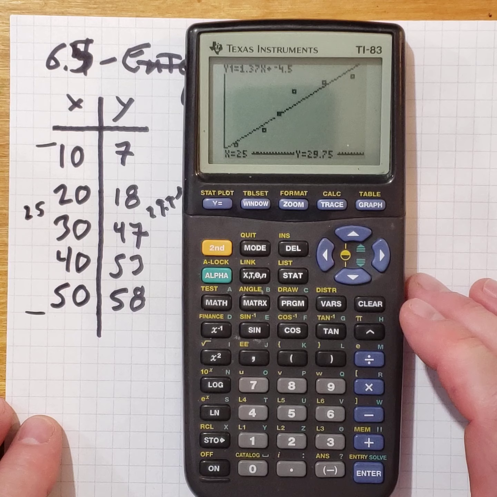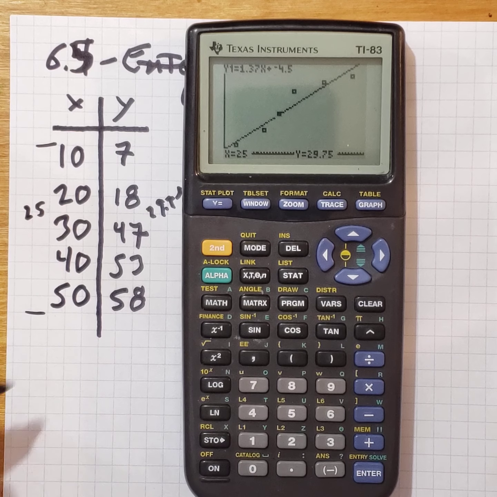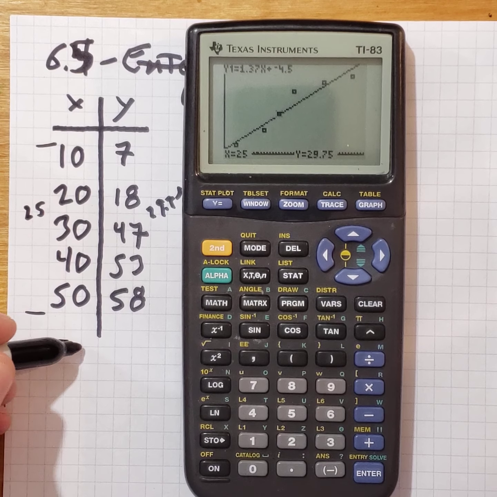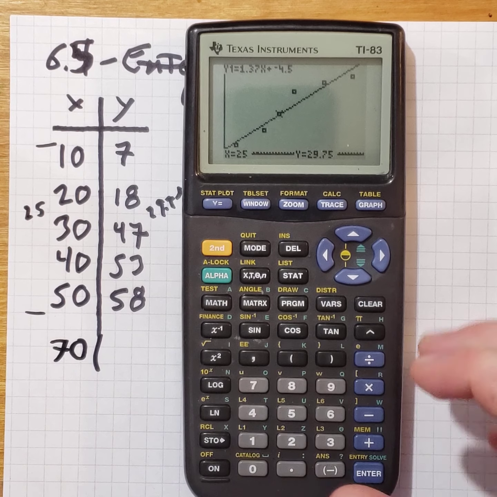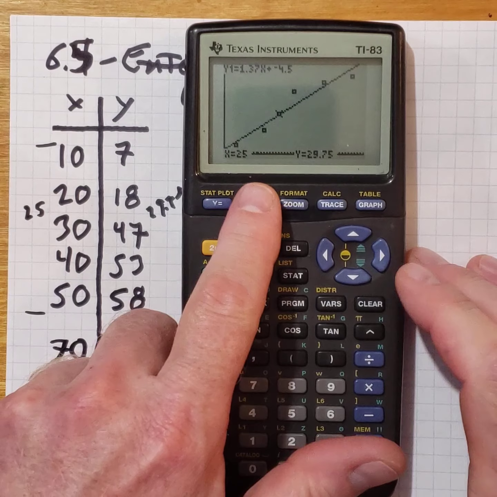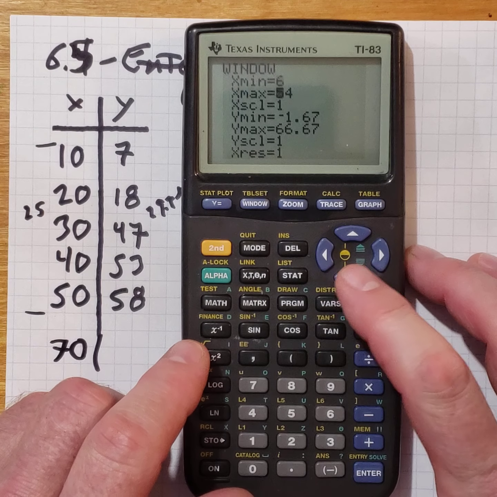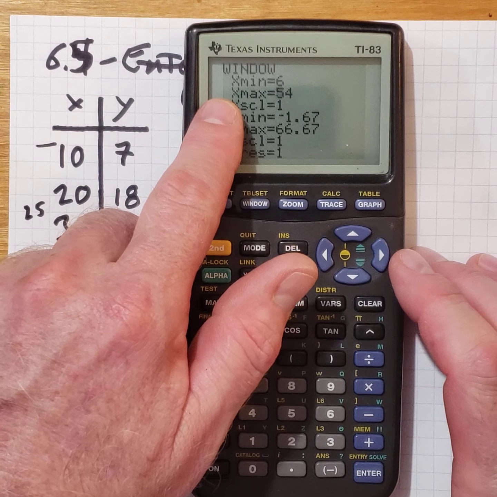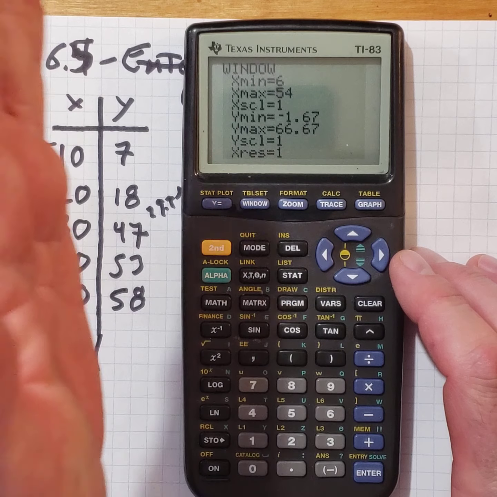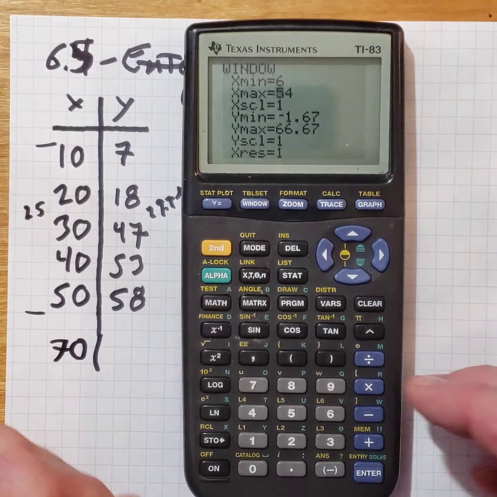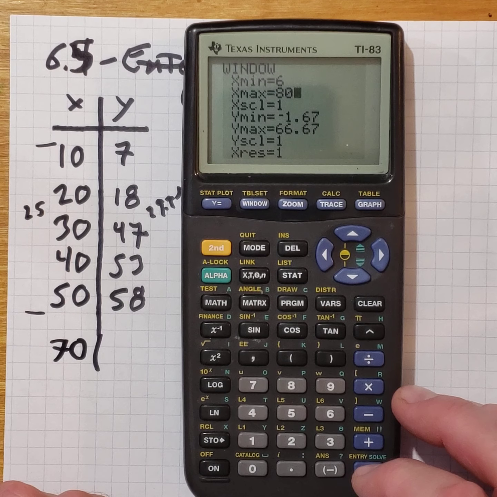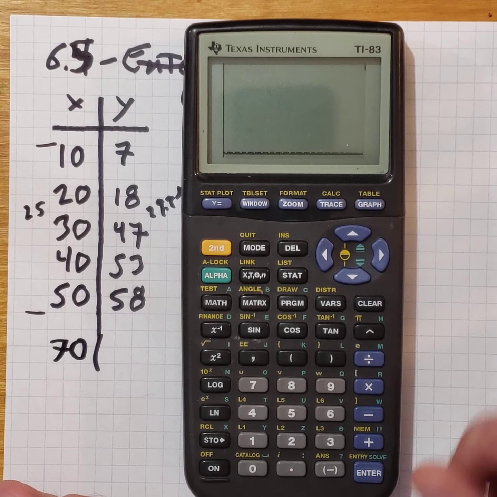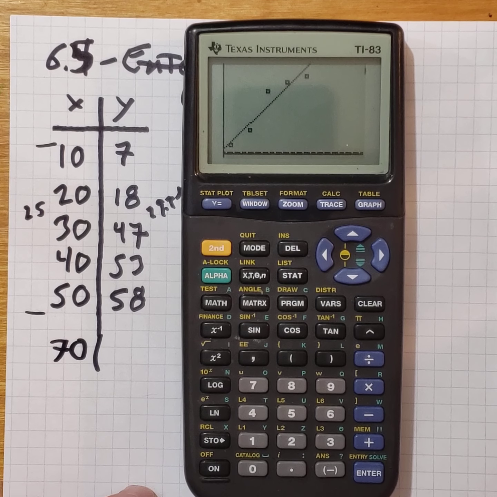If I want to go outside the data set, like say, what if I'm curious about what would happen at 70? What should I get for my second number here? Well, I'm going to have to change my window first. Right now, my x-axis, x-min and x-max, says the x-axis should go from 6 to 54. I need to go farther now. I need to go out to, I'm going to go to 80. I need to go at least to 70. I can go as far as I want.